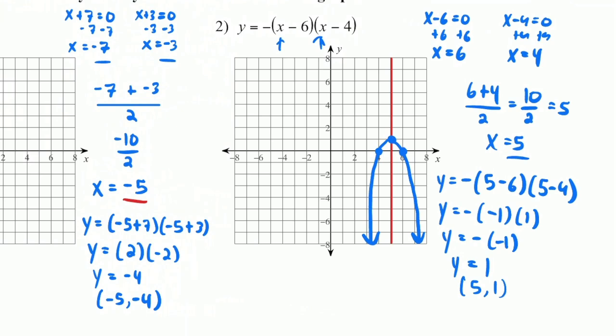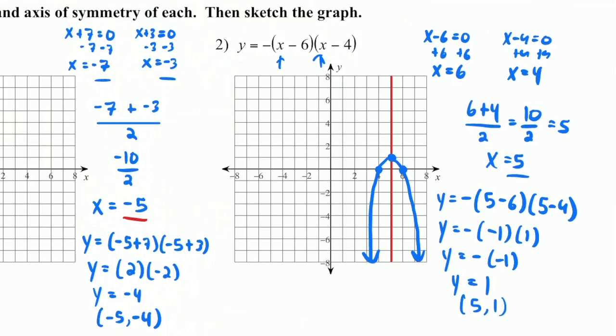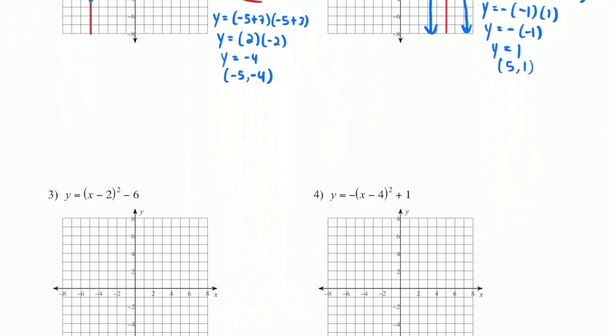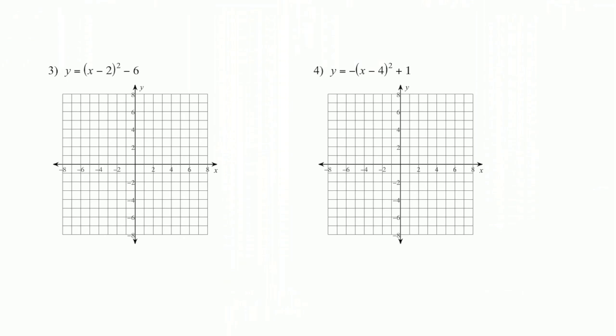And again, we can check this one's going to open down like a frown because we have a negative at the front here. So that's what we would do if we have a quadratic given to us in factored form. So we have those two examples there. Then if we scroll down a bit, we have numbers 3 and 4. Now numbers 3 and 4, I'm going to expect you guys to be able to do on your own because those are like the vertex form questions from the previous page.